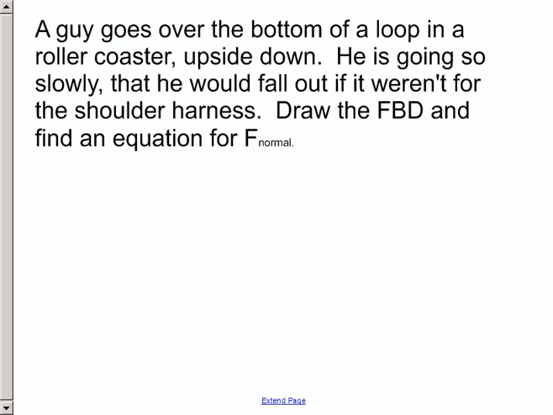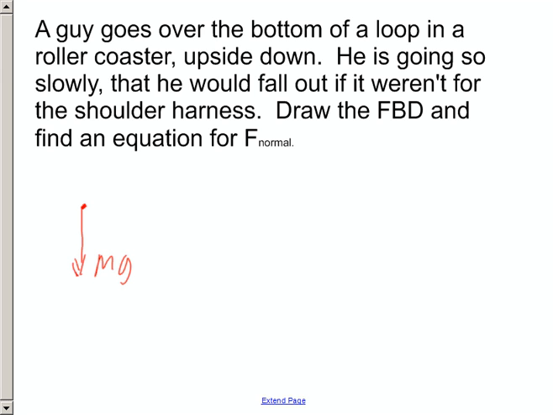You have a guy who goes over the bottom of a loop in a roller coaster, and he's upside down, head down. He's going so slowly that he'd fall out if it weren't for the shoulder harness. Draw the free body diagram and find an equation for F normal. Okay, well, let's just do that. You don't have any numbers, so we'll just do a symbolic solution. This will be his mass, and this then will be his weight, mg.